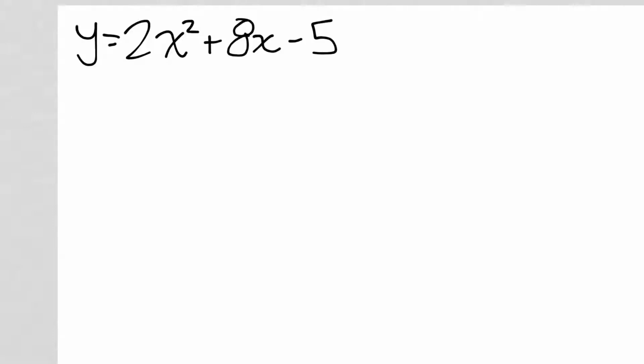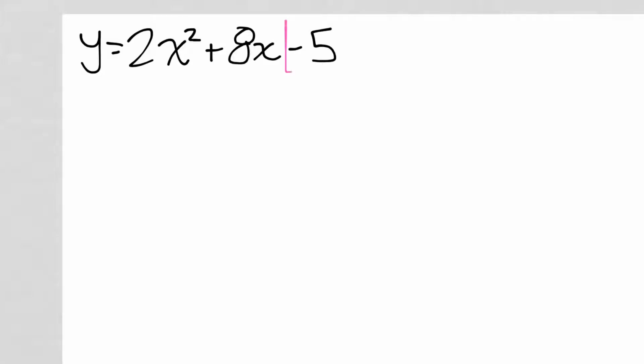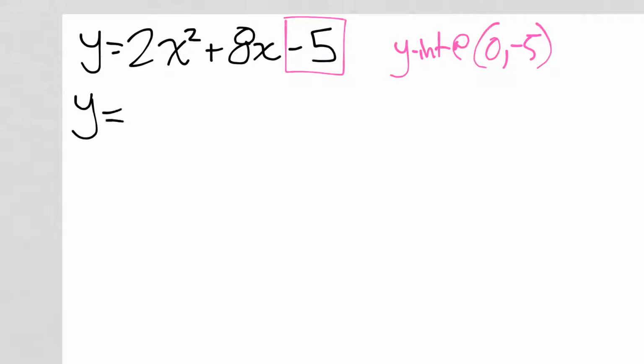All right, last parabola. So, again, same exact practice as before. Identify the y-intercept. It will occur at (0, -5). So there we have it. Let's complete the square. So y equals, factor out that 2, times x squared plus 4x.